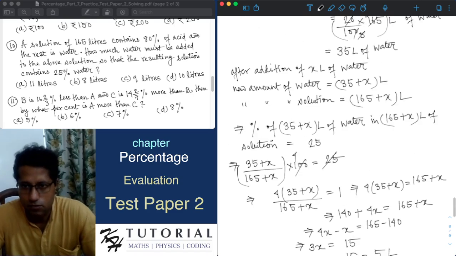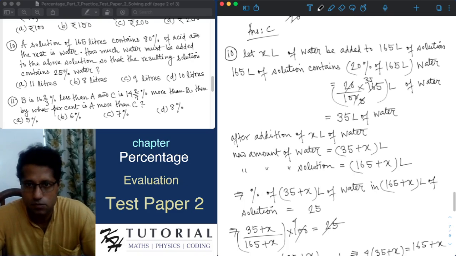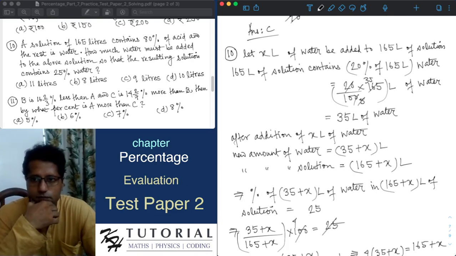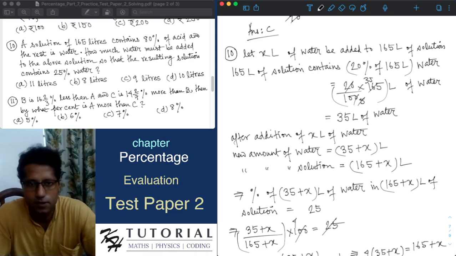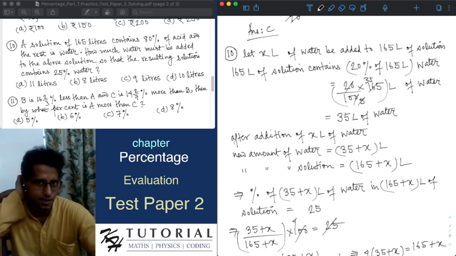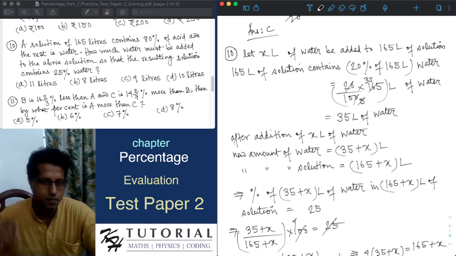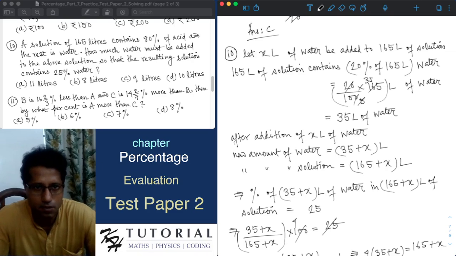I am making a lot of calculation mistakes. Let me check once again. So let x liters of water be added to 165 liters of solution. The 165 liters of solution initially is 80% acid, so the water should be 20%. So 20% of 165 liters should be the amount of water initially. 20% of 165 liters is 20 by 100 into 165. So this is 1 by 5.